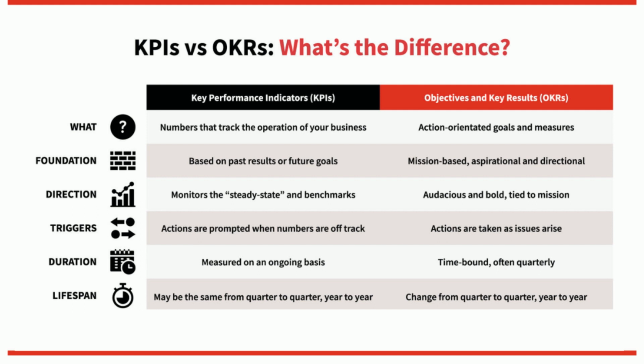OKRs focus on the overall goal and objectives of the organization and how the different teams contribute to achieving them. While KPIs focus on specific metrics for specific functions and teams of the organization and how they contribute to the overall goal. It's also worth mentioning that OKRs are set for a specific period of time, usually a quarter or a year, and they are reviewed and reassessed regularly. KPIs are more ongoing and they are tracked and reported more frequently.